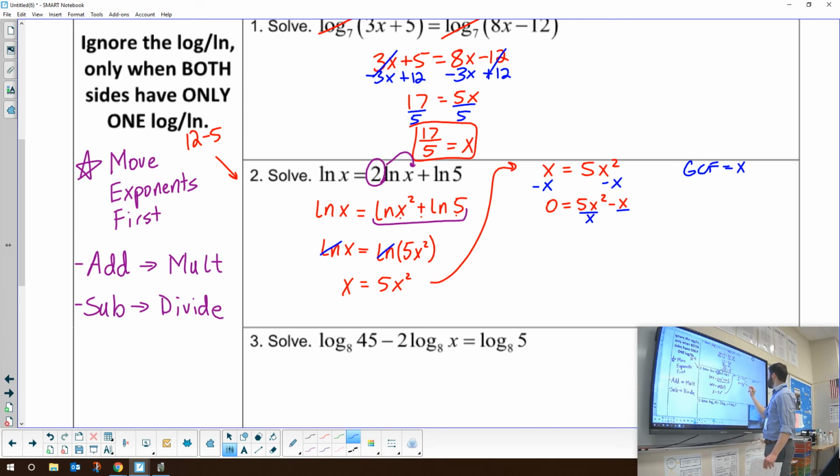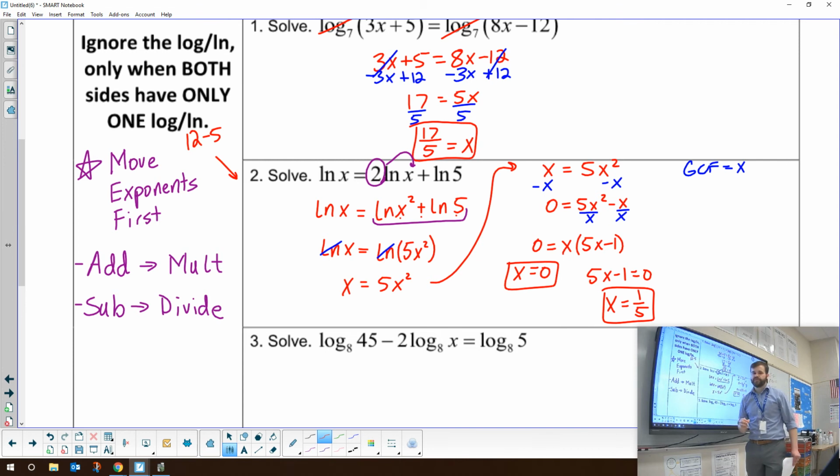I can pull out an x from each one of these and go 0 equals x times 5x minus 1. Then I have two factors here. We can set both of those equal to 0. I can go x equals 0, and I can go 5x minus 1 equals 0. If I add 1 and divide by 5, we're going to get x equals 1/5. That's one of my answers, and I don't even have to solve this other one. It's just going to be x equals 0. So I have my two answers. Now, remember, we cannot have a logarithm that is negative or 0.